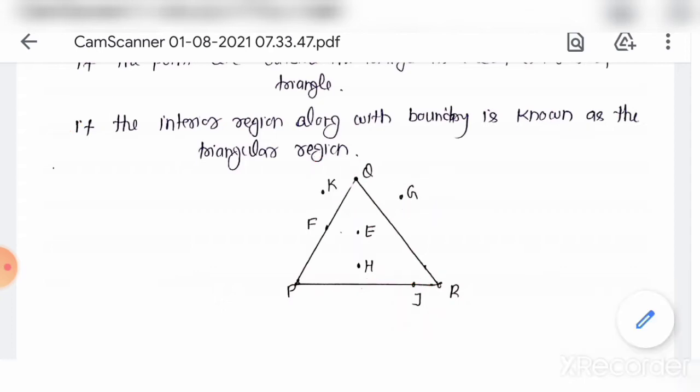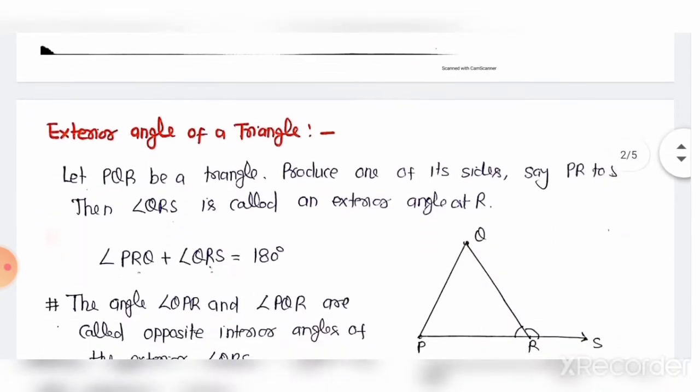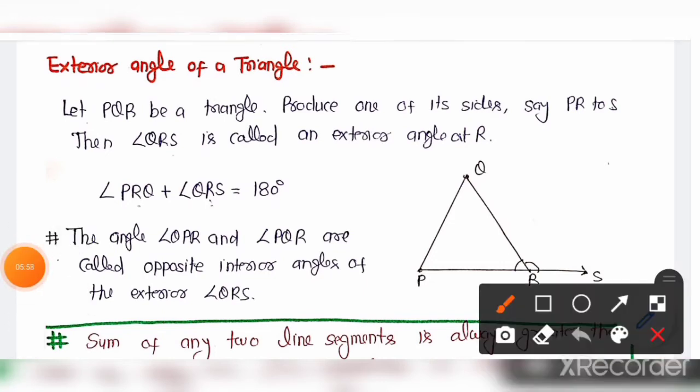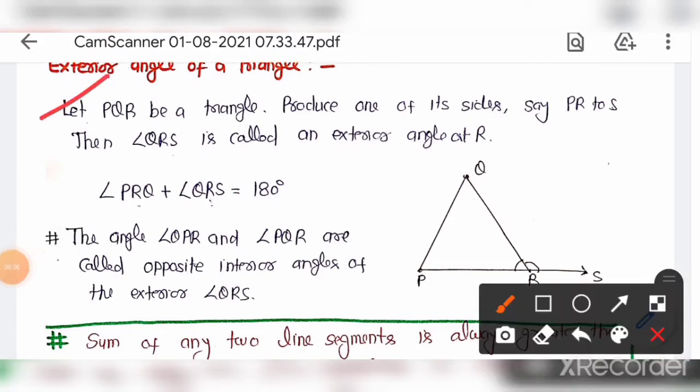The next point is the exterior angle of a triangle. That is an important point. First, let us discuss exterior angles of a triangle. Let PQR be a triangle, as given in this figure, and produce one of its sides. See, this is RS, the produced side. Then angle QRS is called the exterior angle. This angle is called the exterior angle.